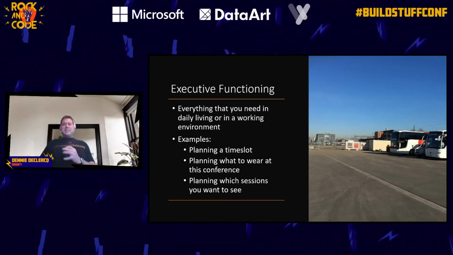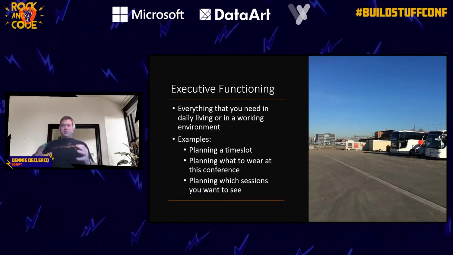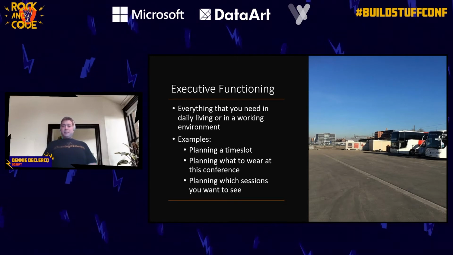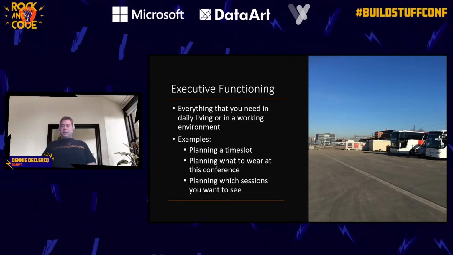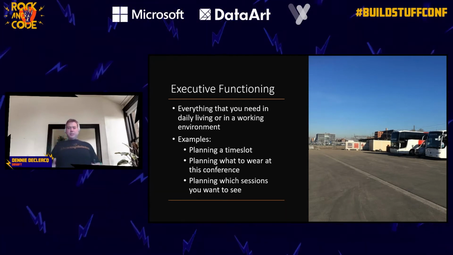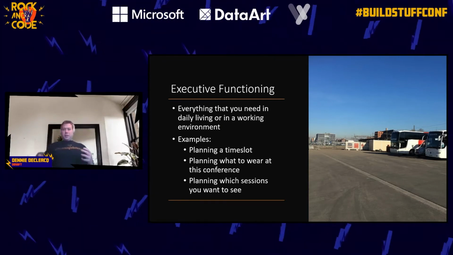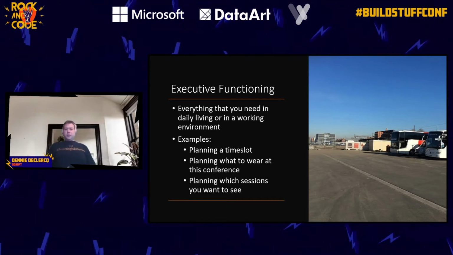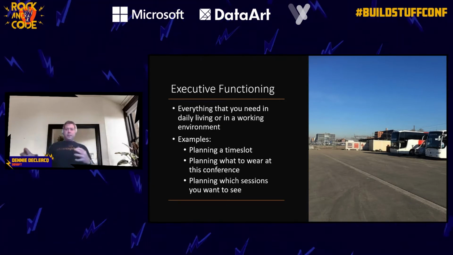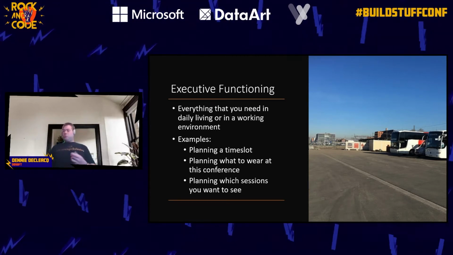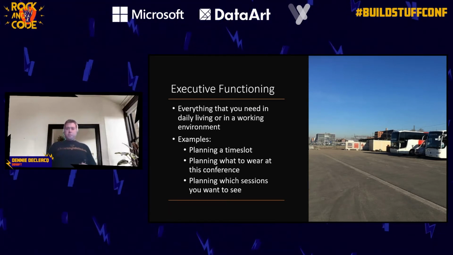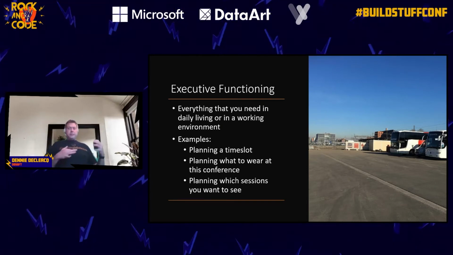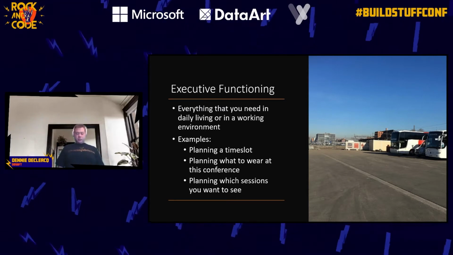Executive functioning is everything that you need to execute tasks in your daily living and or your working environment. Examples are planning a time slot in your agenda, planning what you need from the groceries, planning which steps you need to do to make a Hello World application, planning how to get with public transportation or with your own car to your work or to a conference, doesn't matter. Planning what to wear at this conference. Planning which sessions you want to see. This is executive functioning.